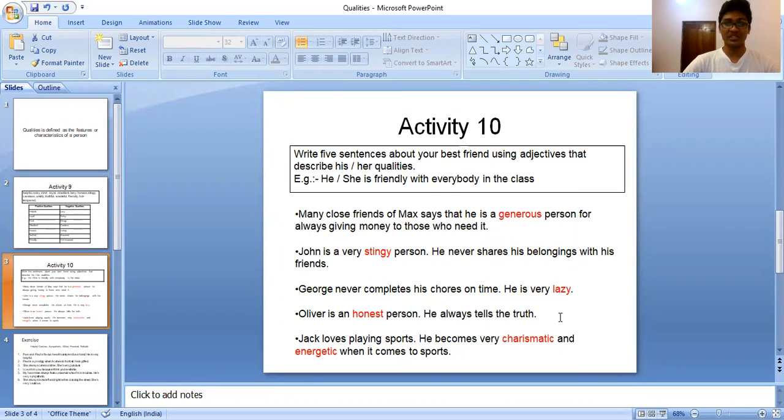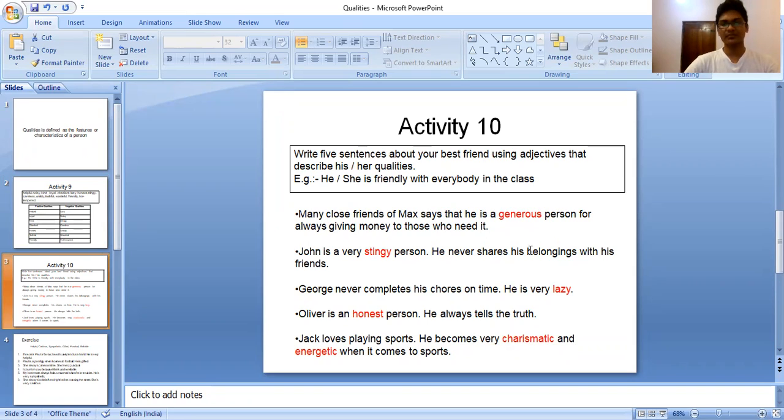Okay, so you can use these words I've given here: generous, stingy, lazy, honest, charismatic, energetic. You can use those words to help you make your sentences about your best friend. Okay, so let's go through these sentences. Many close friends of Max say that he's a generous person for always giving money to those who need it. So Max is generous. He's kind. He's helpful. Okay, because he feels like it is his duty to give money to those who need it.